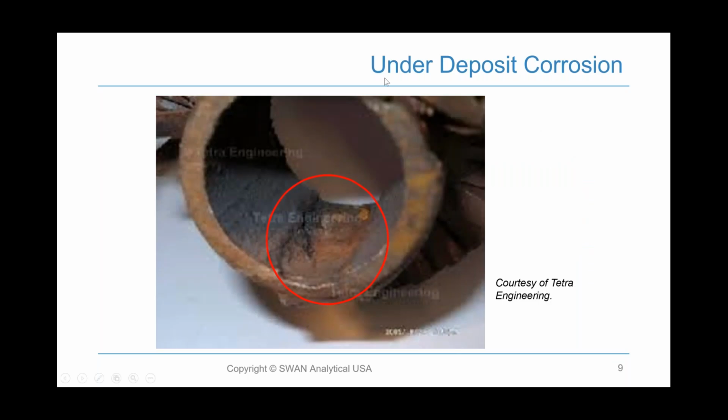What you see in this last picture is an example of under-deposit corrosion. And this occurs when you have sufficient deposit growth in the boiler tube and you have accumulation of corrosive salts under that deposit, causing corrosion of the base metal.